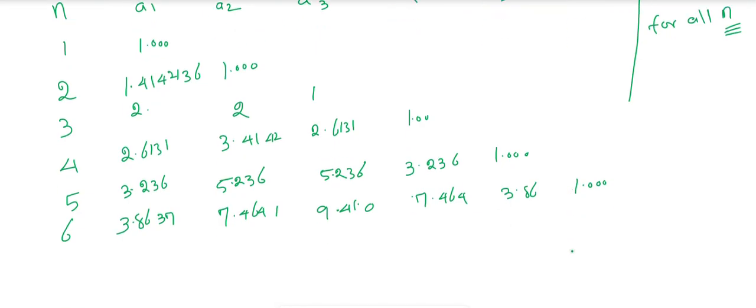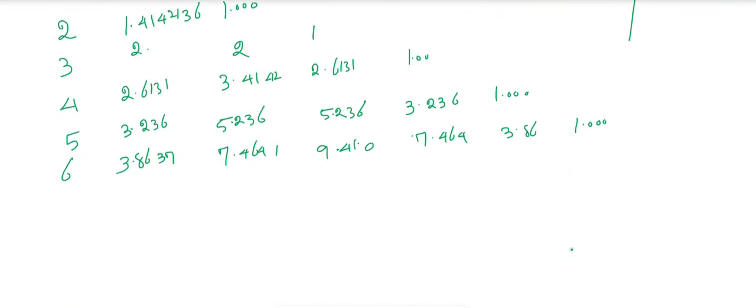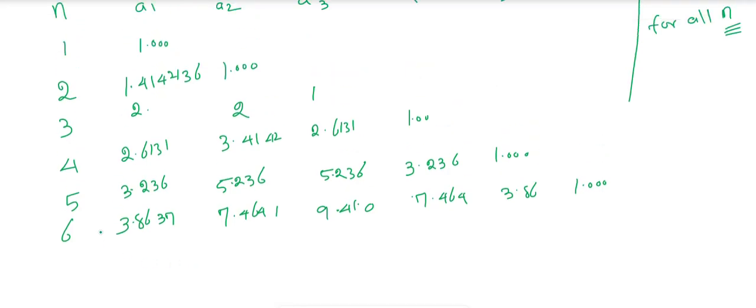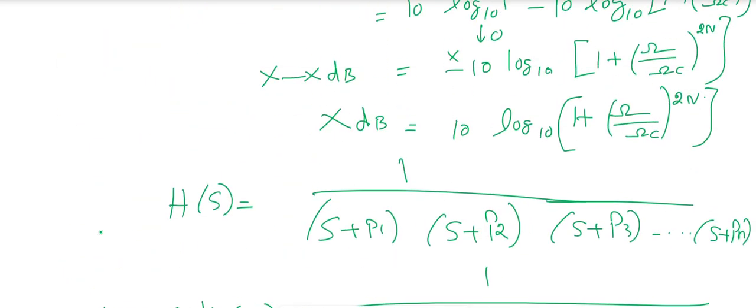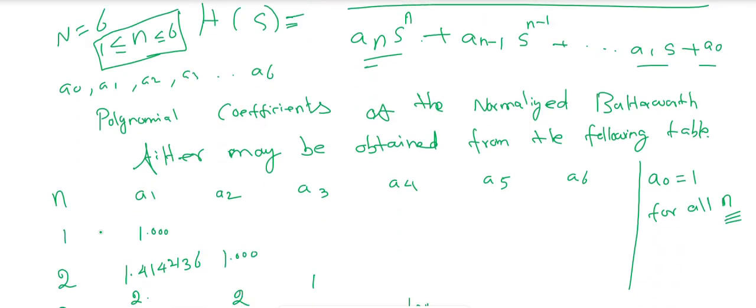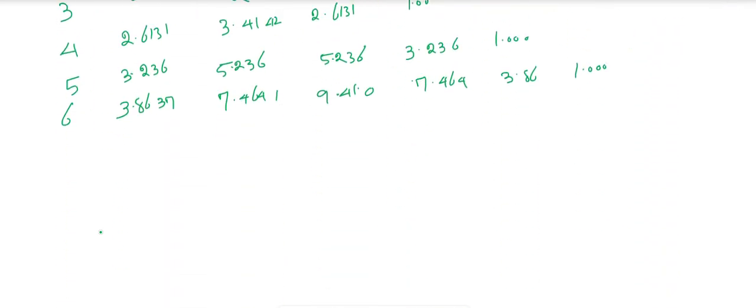However, only the poles in the left hand side of the S plane are used to derive the H of S, in order to preserve the stability. So now you normalize. The next step is how the system transfer function for the analog filter can be defined, and depending upon the order of the filter, the polynomial coefficients can be taken from the table.